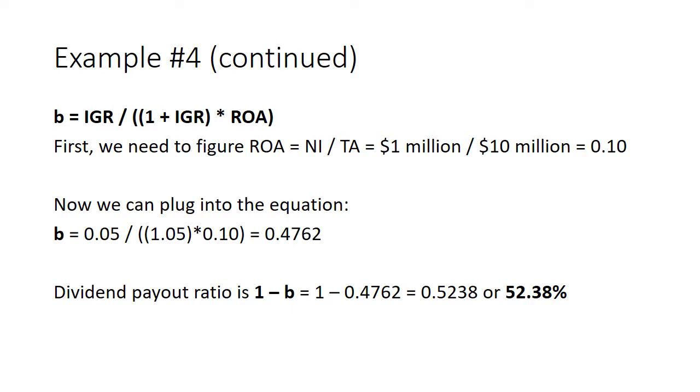And in fact, at this point, I could ask you, how much do they pay in annual dividends? And all you would have to do is take that 0.5238 and multiply it by $1 million and find out that these people are paying $523,800 per year in dividends. And so that might be another complication that would get thrown on to the end of a problem like this.